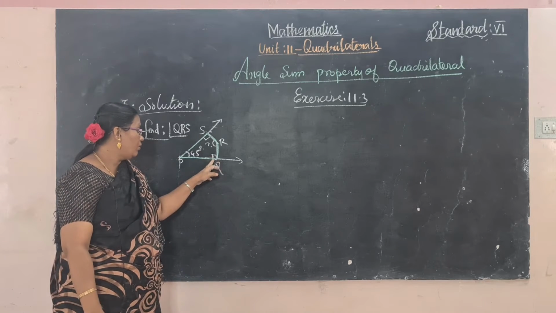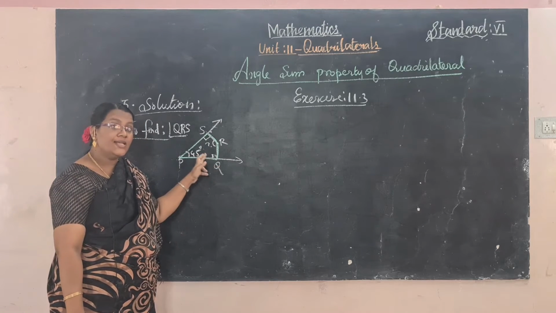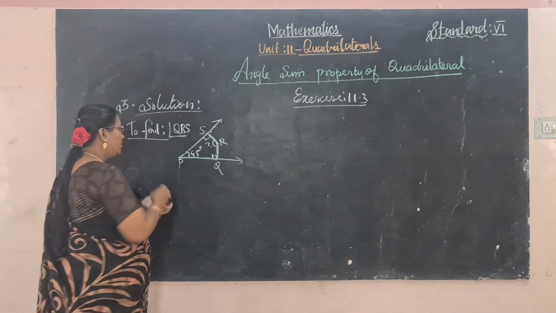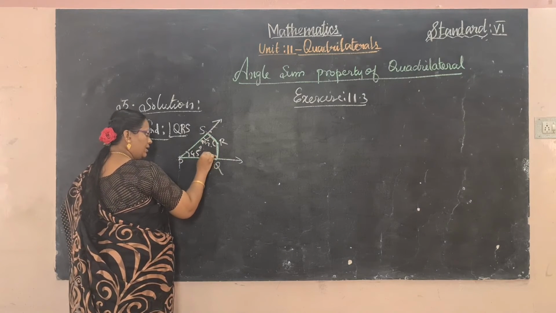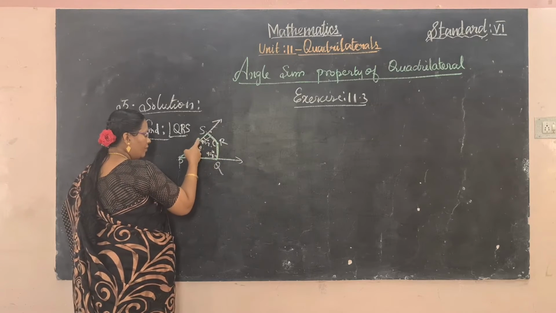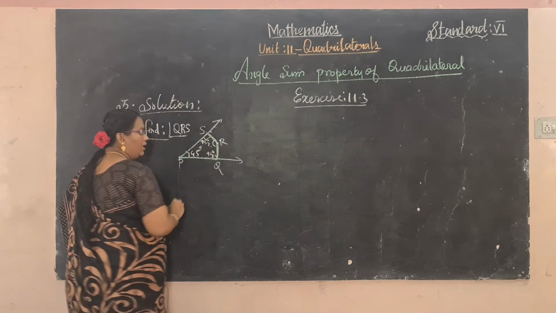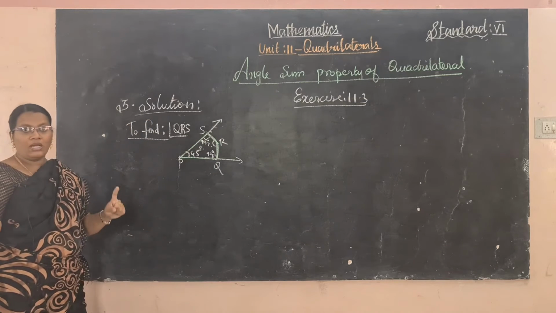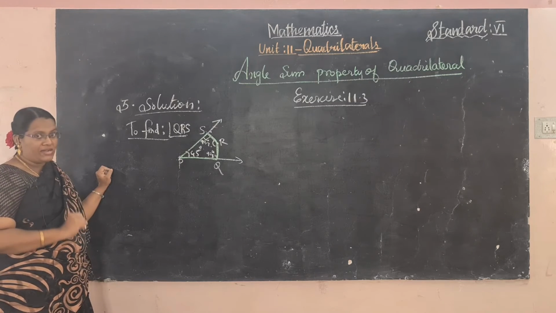If it is marked like this, what does it mean? It means perpendicular. Perpendicular means 90 degree. So these two angles value was 90 degree, here also 90 degree. Now you know the value of three angles, is it? Now we can easily find out the one angle using the angle sum property of quadrilateral.